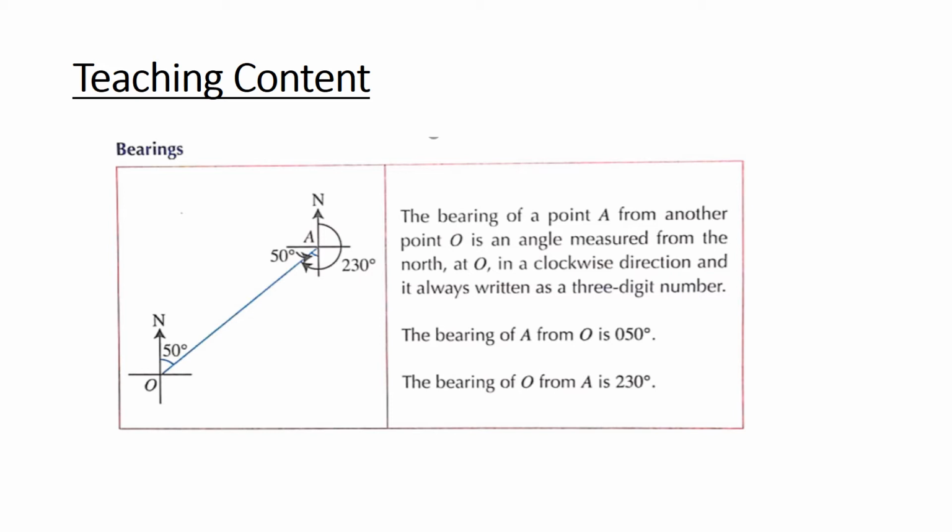What is bearing? Bearing is an angle measured from north in a clockwise direction. It is always written as 3-digit number. Here in this example, the bearing of a point A from another point O is an angle measured from north at O in a clockwise direction. So it means bearing of A from O is 050 degrees and the bearing of O from A is 230 degree.